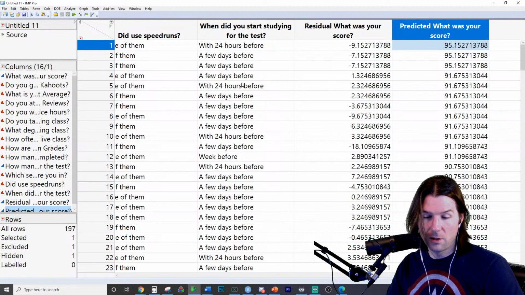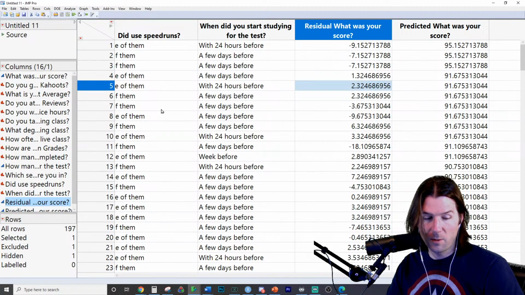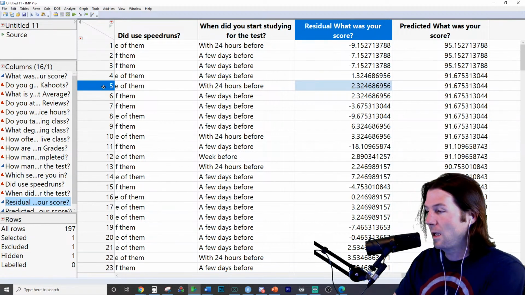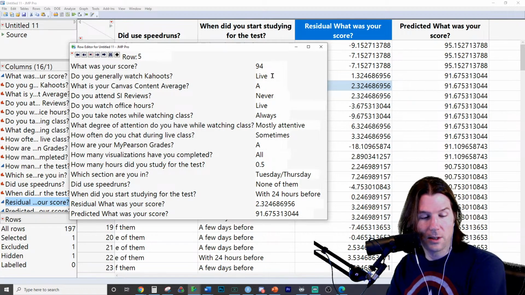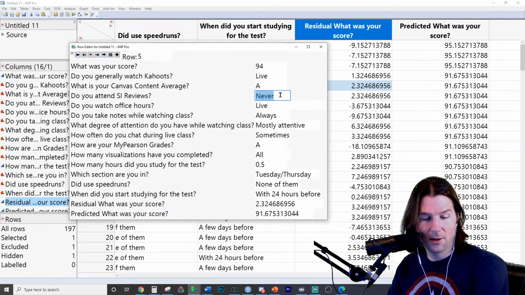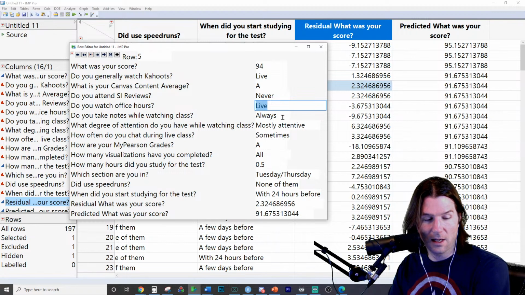Here is somebody who did very well on the exam. These people did very well, and they were predicted to do well. This person right here watches the Kahoots live. They have an A here. They do not go to SI. They watch office hours live. They always take notes during class. They're always attentive.